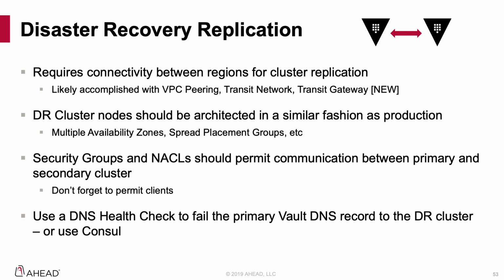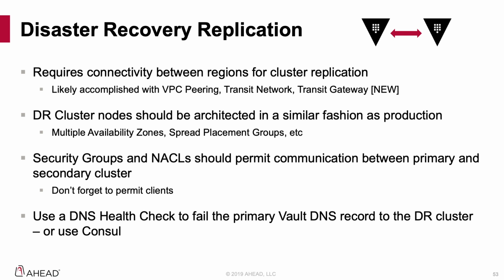Security groups, firewalls, et cetera, should permit communication between the primary and secondary cluster. Don't forget to permit the clients. Just because clients are permitted to the primary cluster, if you do fail over to the secondary cluster, all those same clients will need access to talk to the disaster recovery cluster as well.